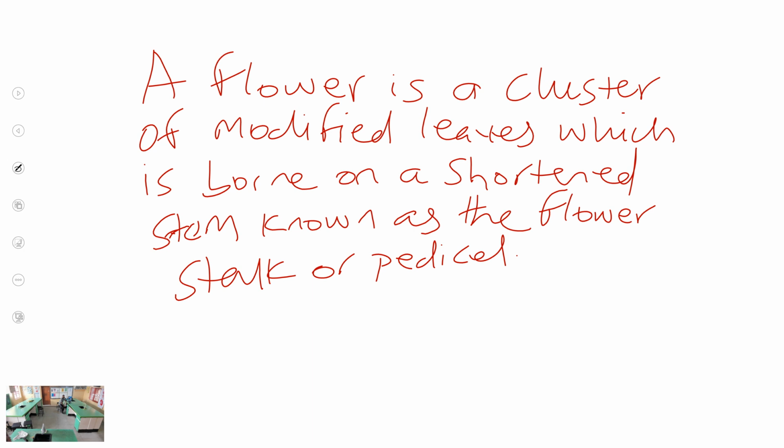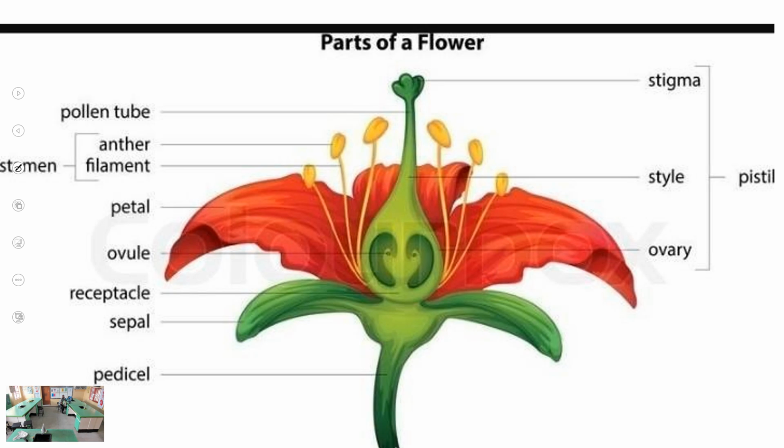And how can we define a flower? A flower simply means a cluster of modified leaves which is borne on a shortening stem called the flower stalk or the pedicel. Now we are going to look at the different parts of a flower.